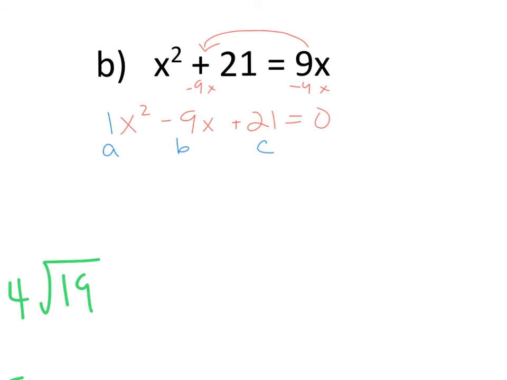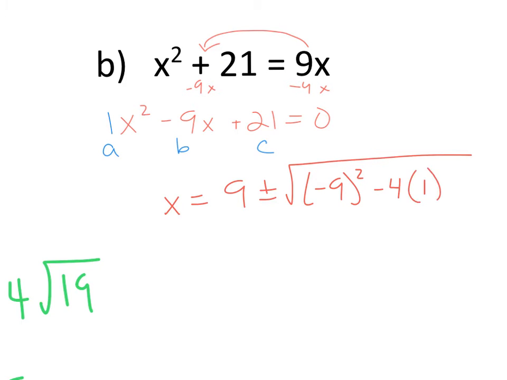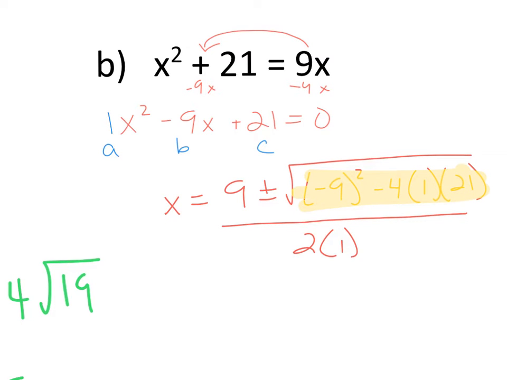All right, so I've got x equals negative b, or the opposite of b, which is 9, plus or minus the square root of negative 9 squared minus 4 times a times c, all over 2a, or 2 times 1. Okay, now let's go ahead and type this into our calculator, please. So we're going to get negative 9 squared minus 4 times 1 times 21.